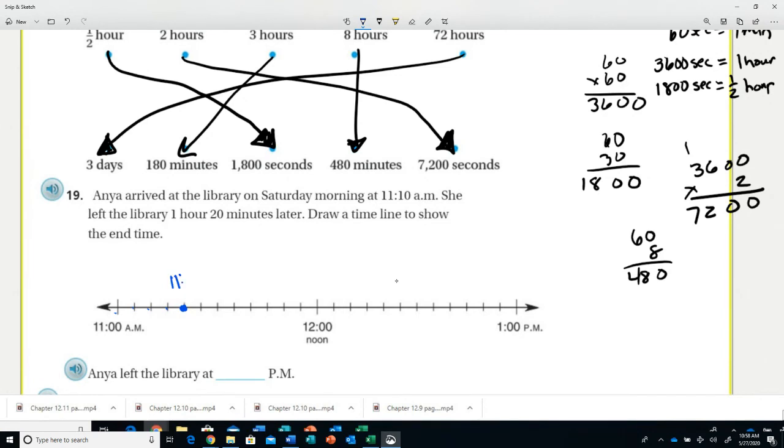She stays for an hour and 20 minutes, so I'm going to show an hour: 12:05, 12:10, 12:15, 12:20. This is 1 hour. That's just 20 more minutes. 5, 10, 15, 20. This is when she leaves. So this was 12:10 here, 12:15, 12:20, 12:25, 12:30. She leaves at 12:30.